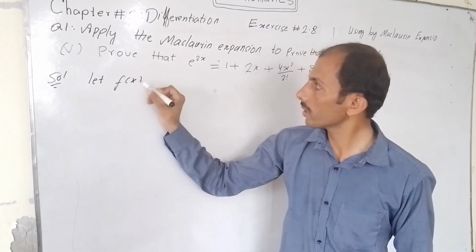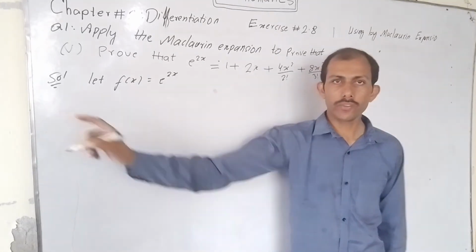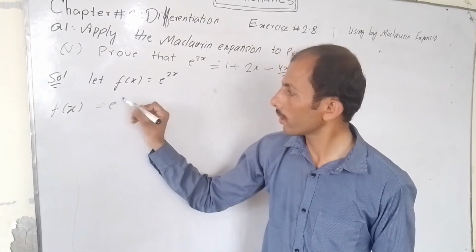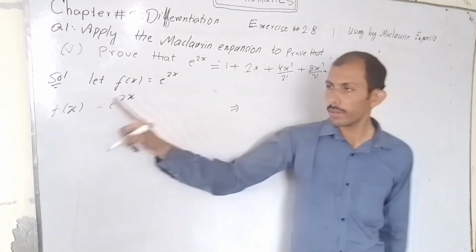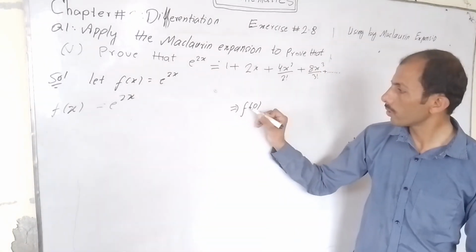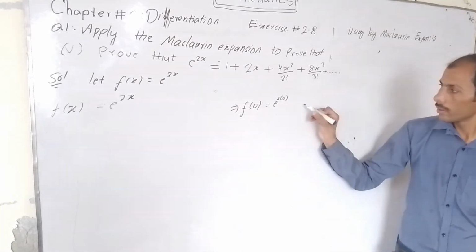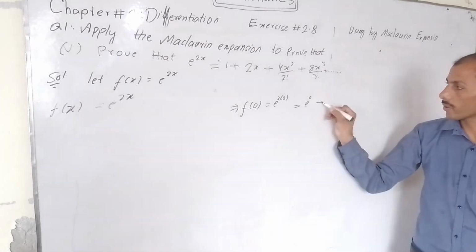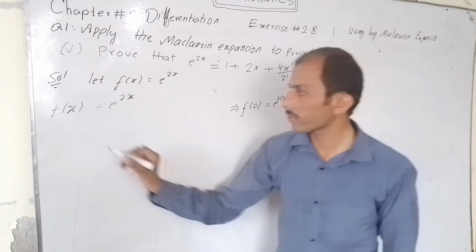Let f of x be equal to e power 2x. At x equal to 0, f of 0 is equal to e power 2 into 0, which is e power 0, which is equal to 1.